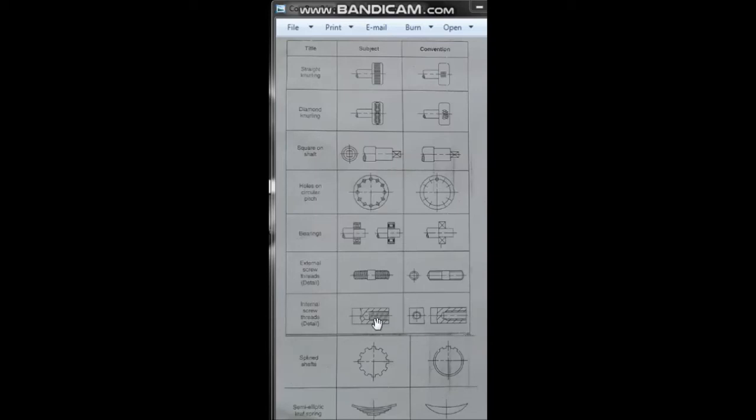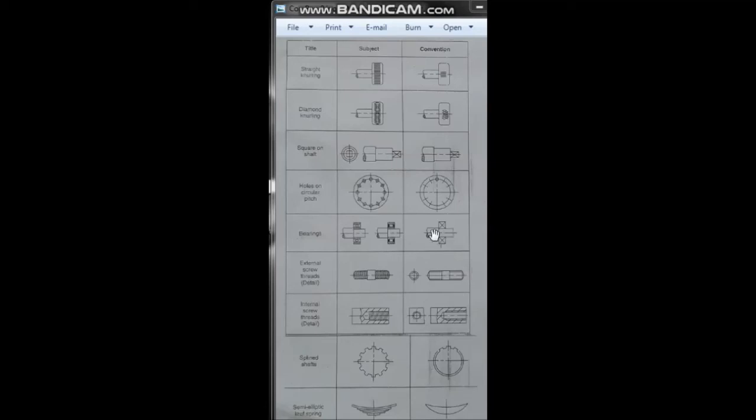Then the internal screw thread. Internal screw thread, you know, is used in the nut, and the external screw thread is used for the bolt and stud. This is the drawing of a stud. This is the side view, and this is the front view of a stud. These two circles are concentric, and you can take any length or any diameter to draw this diagram.